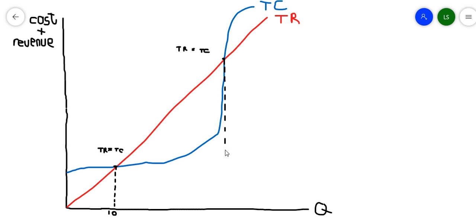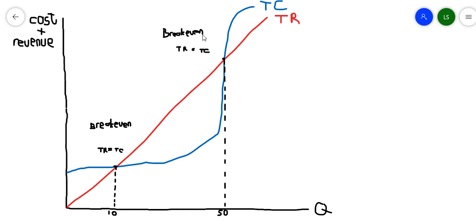At the point where they intersect, you just find your output level. Let's say in this case it is 50. At an output level of 10 and at an output level of 50, your total revenue and your total cost are equal. This means that the business is going to break even. That is your break-even point, and the same here, where total cost and total revenue are equal. That means if you calculate your profit, you're going to get an answer of 0, because it is equal. That is the break-even point.